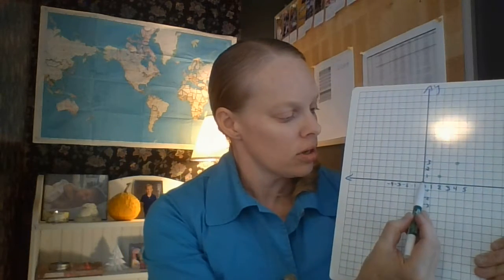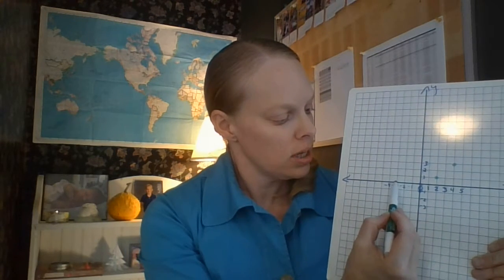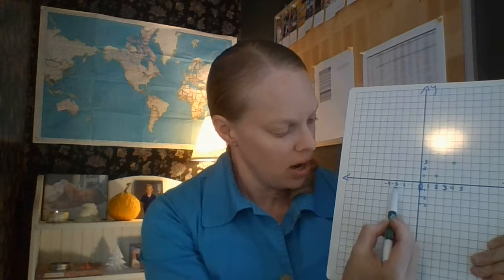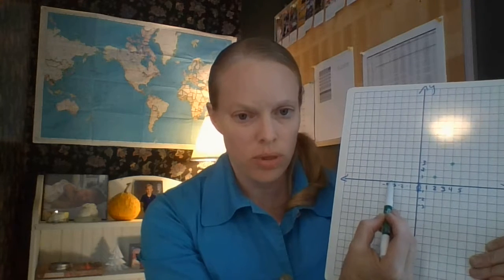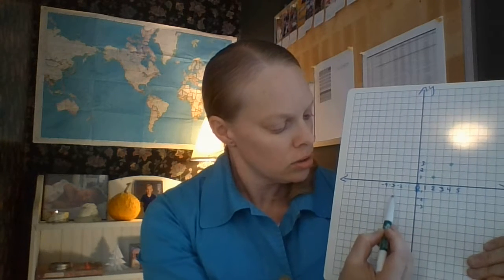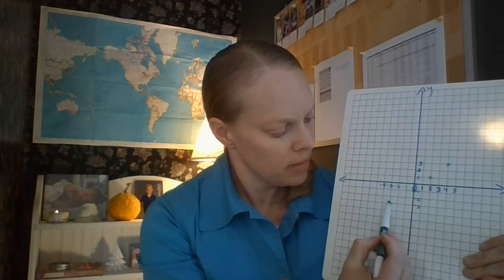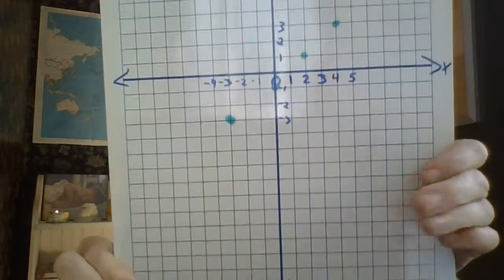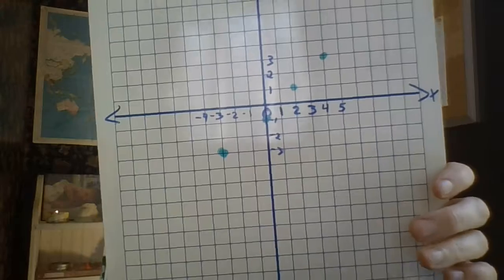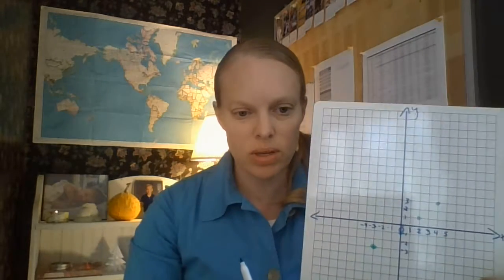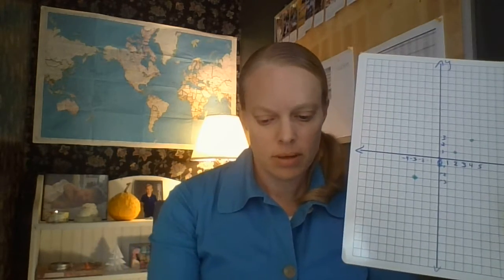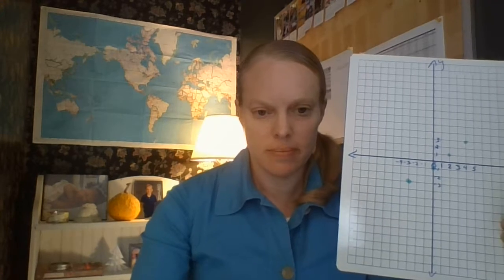So here, start at the origin, 1, 2, 3, okay, and then we have to go down 3 because they're both negative numbers. 1, 2, 3, okay? And there's our last point on our line that we need to connect. Now the last thing we do is we connect our dots.